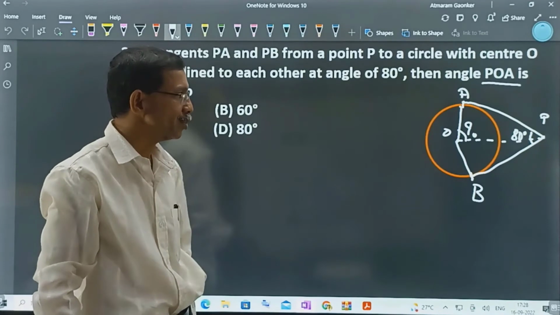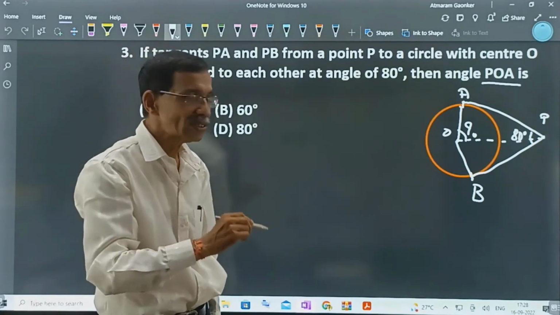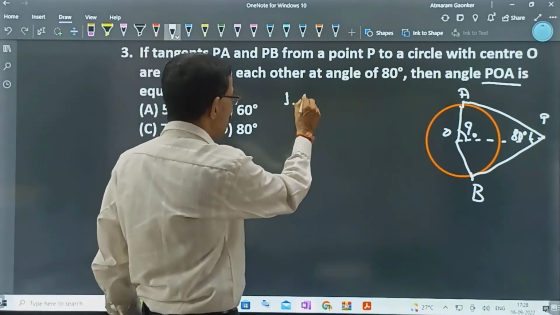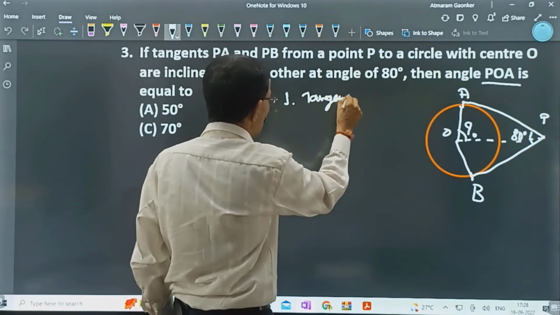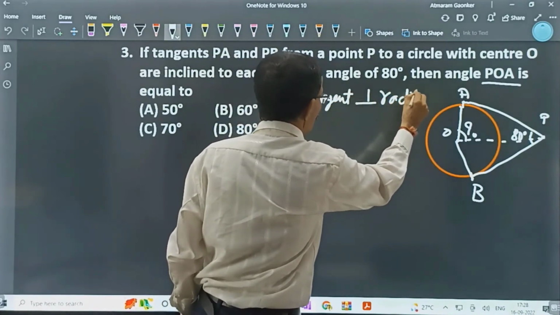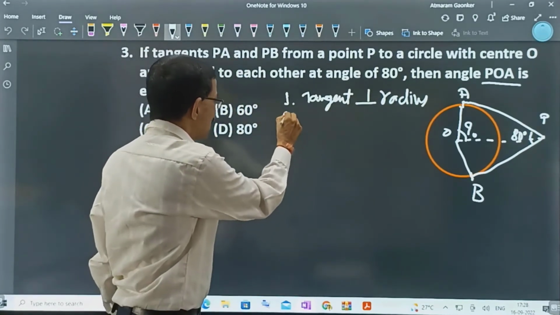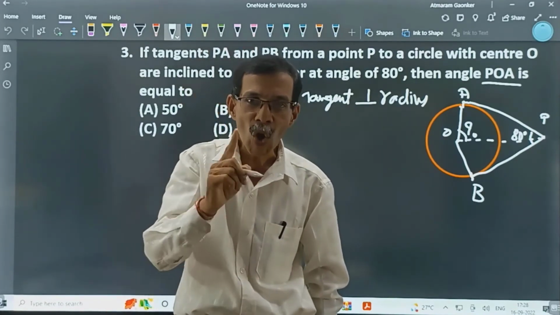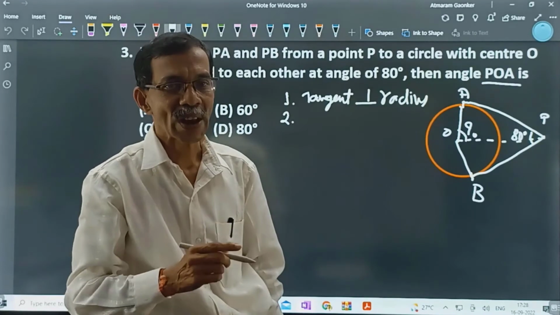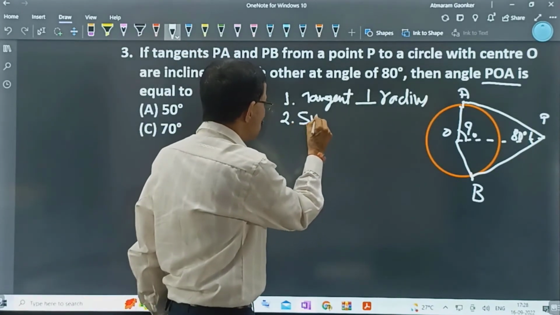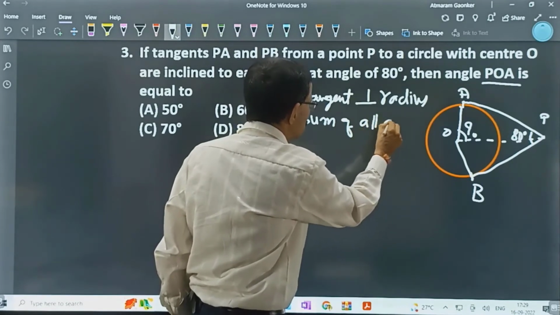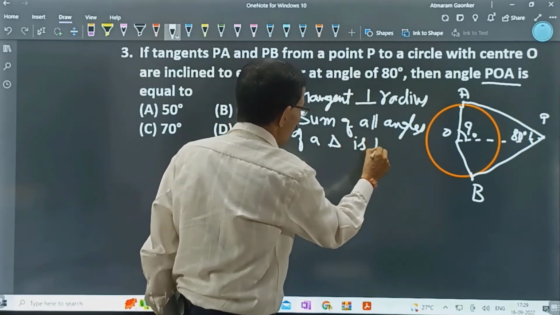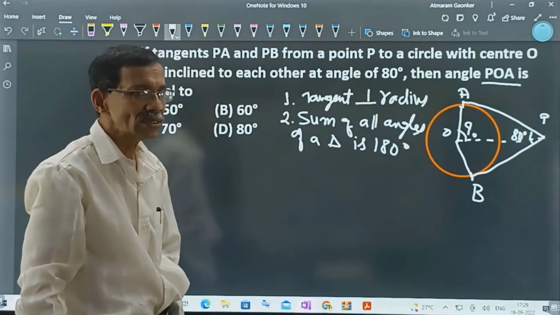Now these are the concepts that are required to solve this question. The first one is that the tangent and radius are perpendicular at the point of contact. That is one concept. And the second concept, what is the sum of angles of a triangle? We know that the sum of all angles of a triangle works out to be 180 degrees. So that is the second, the sum of all angles of a triangle is 180 degrees. So let us use these two concepts.